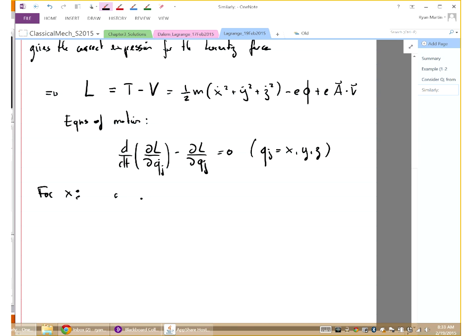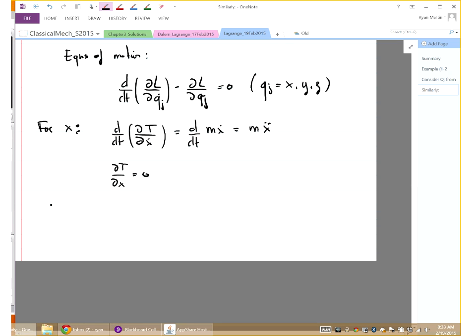So what we need now is for x, we need to do d/dt of ∂T/∂x dot. So that's d/dt of, if I do the ∂/∂x dot of the kinetic energy term, that's simply m x dot, right? And if I do d/dt of that, I get m x double dot. T does not depend on x, right? So ∂T/∂x equals 0.